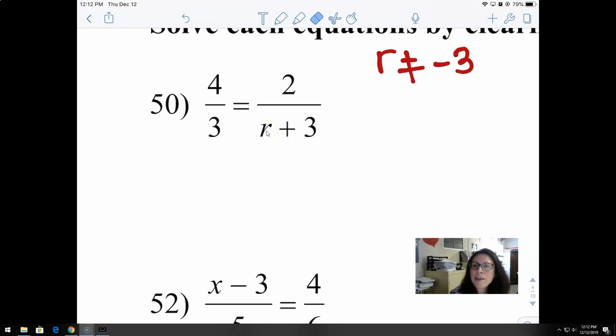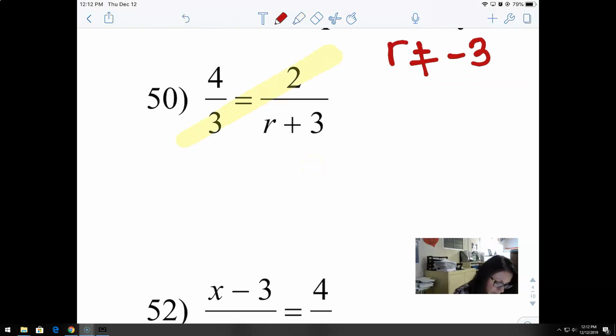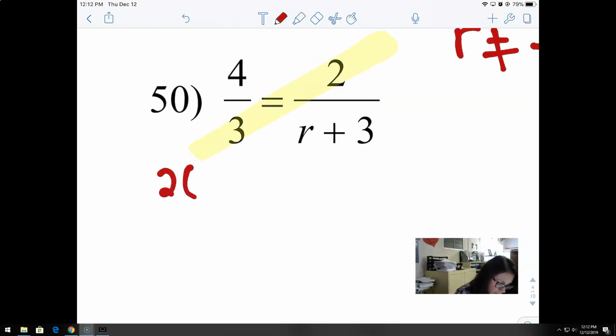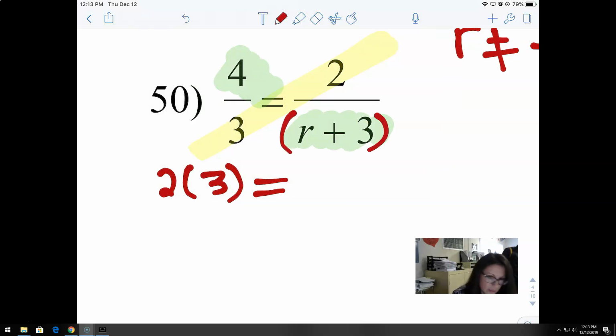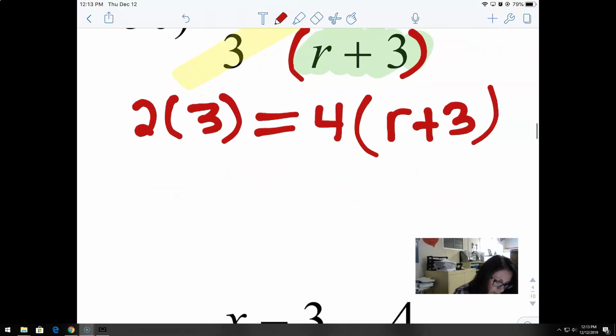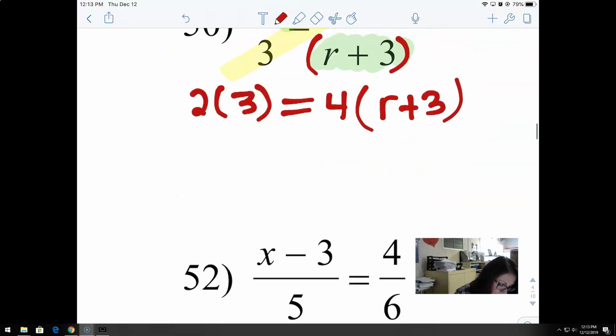So the way I'm now going to solve this is I'm going to use the cross product. So I'm going to multiply 2 times 3, which is equal to the other cross product, which is going to be 4 times the quantity of r plus 3. So it's probably best to put parentheses around expressions. So 4 times the quantity of r plus 3. So now I'm going to simplify.